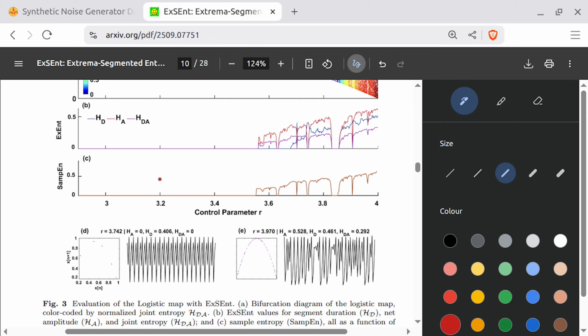Panels D and E illustrate the phase space and time series of the map for specific R values with corresponding ExSEnt measures. All metrics were computed over n equals 10 to the power of 4 data points.